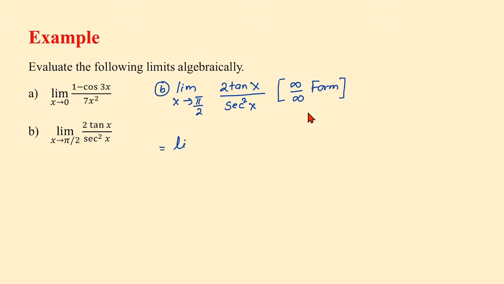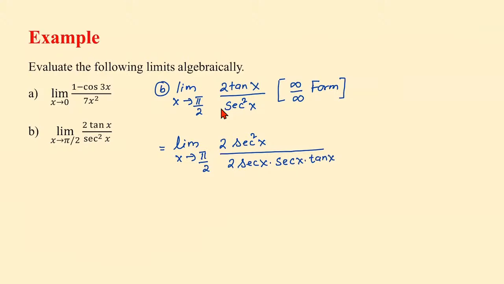That is, we'll find the derivative in the numerator and denominator separately. The derivative of 2 tangent x is 2 secant squared x. And in the denominator, we have secant squared x. So the derivative of secant squared x will be, but we use the chain rule there. So first we have 2 secant x, and the derivative of secant x is secant x tangent x, secant x times tangent x.